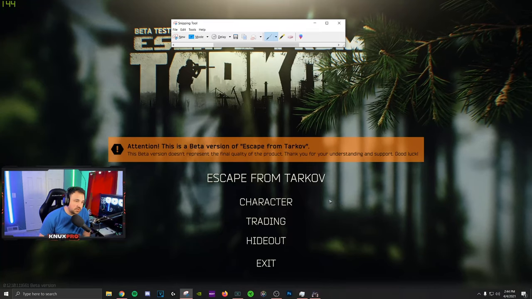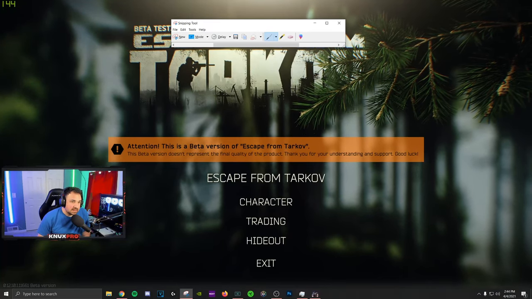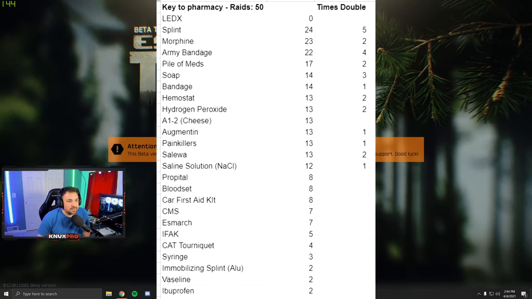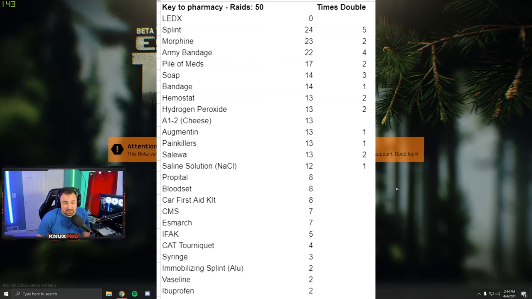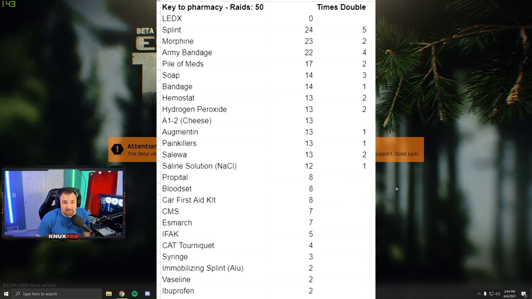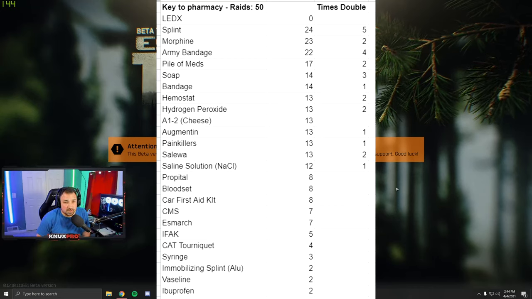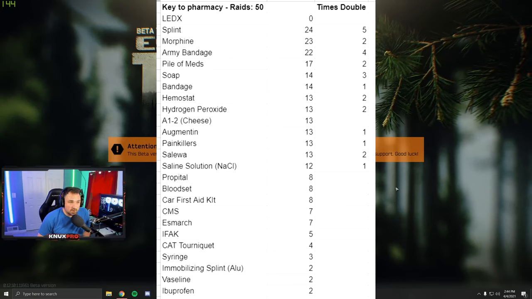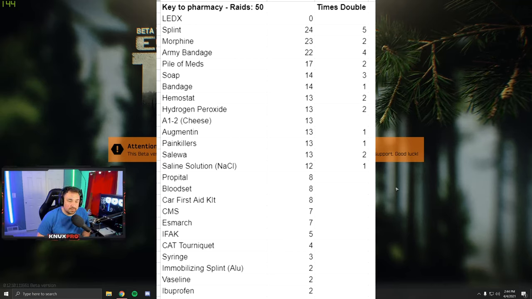And now the moment of truth. How many LEDXs did we find? Drum roll, please. We found zero LEDXs in 50 runs. So it's pretty clear if you are looking for a LEDX, the pharmacy room would not be the priority room to go.